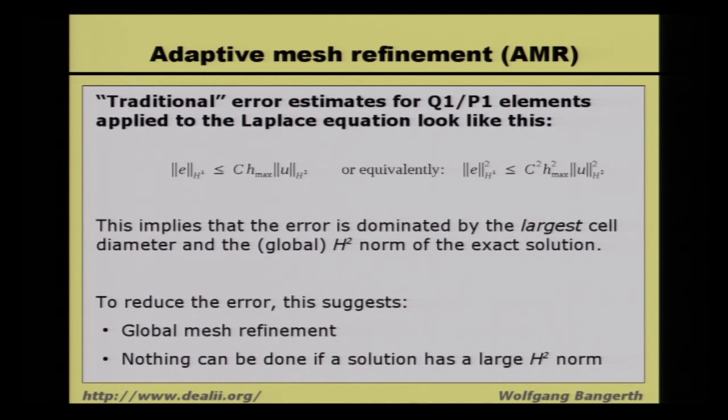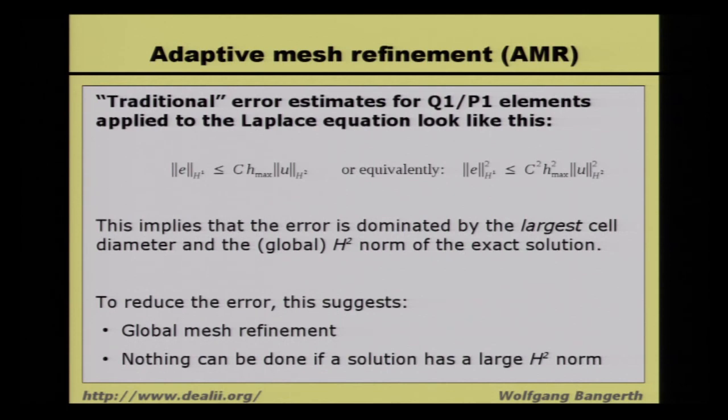So you might think that one way to deal with this is, in order to make the error as small as possible, you would have to make the size of the largest cell as small as possible. So you would have to reduce the mesh size globally. And that seems to be the only thing that you can play with, right? Because the H2 norm of the exact solution is something that is given. There's nothing you can do about it. So that would suggest that the way to make the error as small as possible is by reducing the size of the largest cell. That means we have to refine the mesh globally. Every cell in the mesh has to be refined at one point or other.